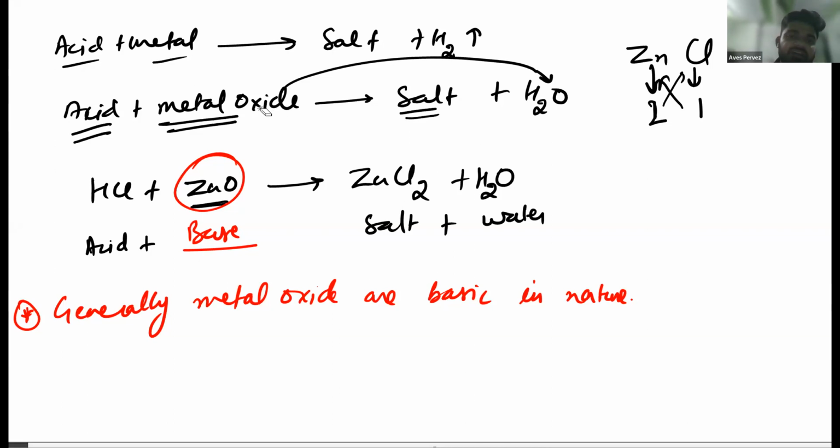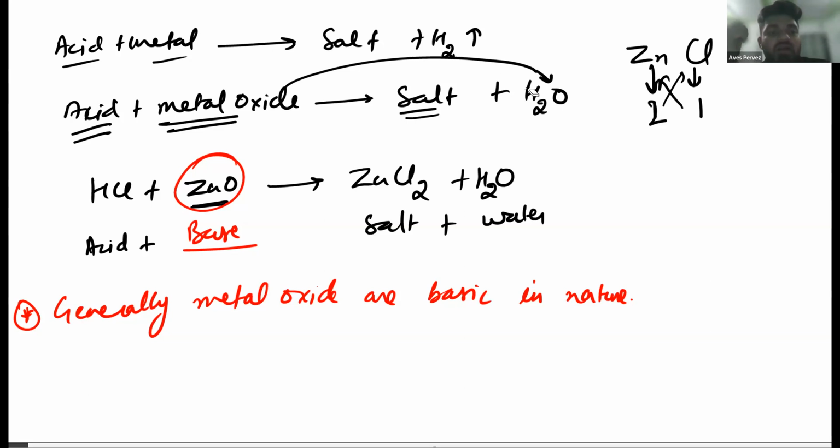So if I say this is acid and it reacts with metal oxide, it will give you salt plus water. This is the oxide, this oxygen will get added here. If it is only metal, then it will be salt plus hydrogen gas. But if acid reacts with metal oxide, then it gives you salt plus water. Got it?